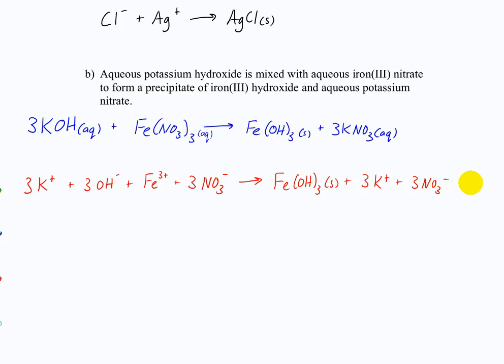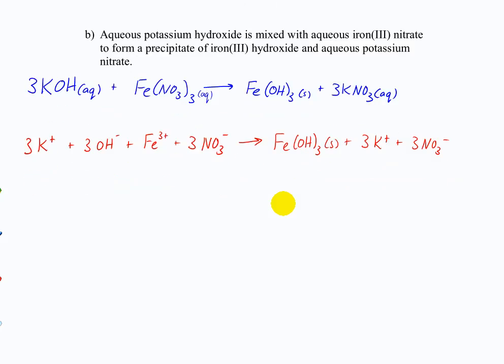So now the reason we had to bring down all those numbers is because we needed all three hydroxides to react with the iron to form the solid precipitate product. And if you just always bring everything down to the complete ionic equation, you'll always have enough and you don't have to worry about it.